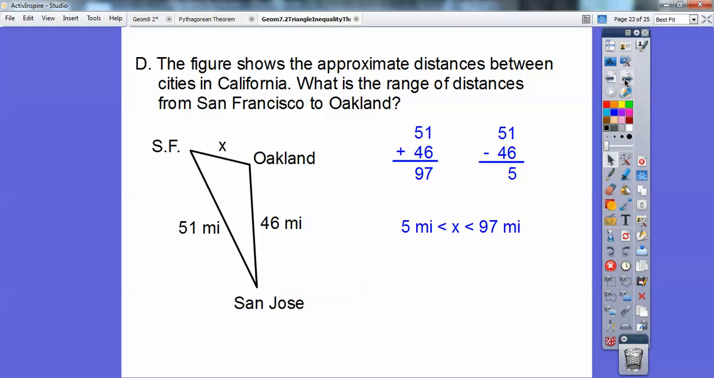And a lot of you guys are thinking, well, duh, that's a pretty wide range. But most people in the United States don't know how close all these cities are together because they don't live in California. So you can just say that's the range between San Francisco and Oakland.